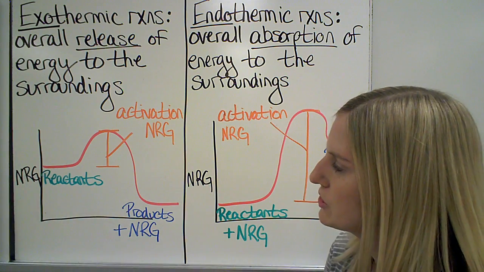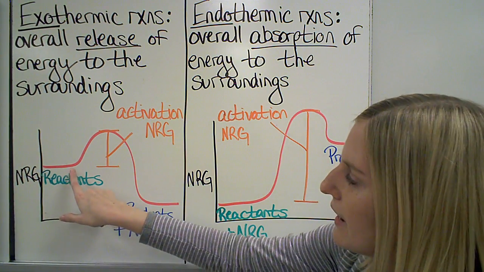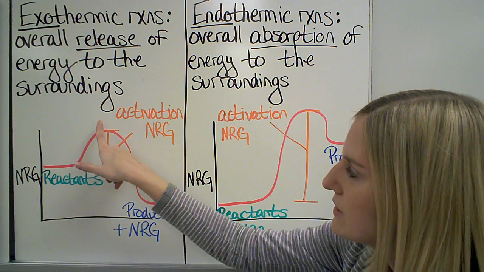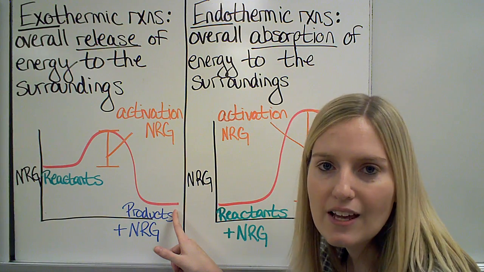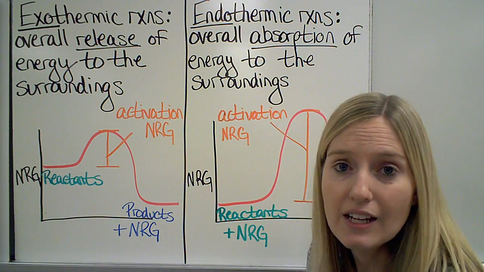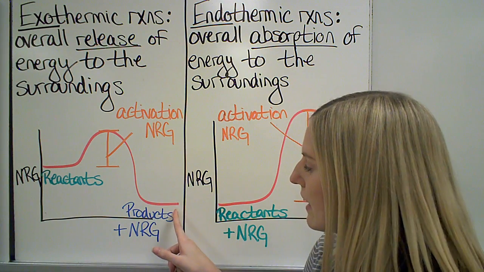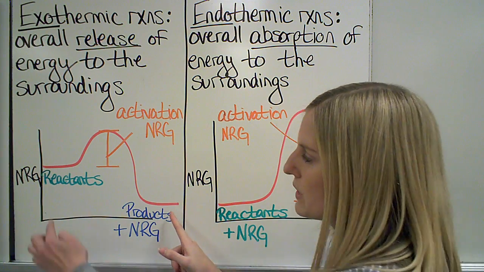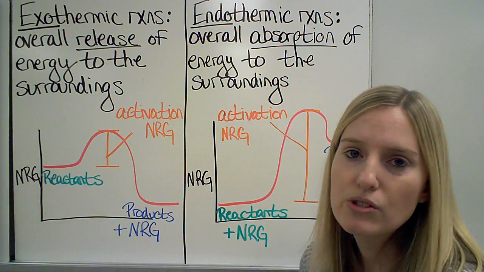So if I look at this picture here, I see that my reactants start with a certain amount of energy, and then the energy increases and then it decreases. So my products have less energy than my reactants did. And that makes sense because there was a release of energy. So down here I have the energy of my products. Well, where did this amount of energy go from here to here? That energy went to the surroundings.